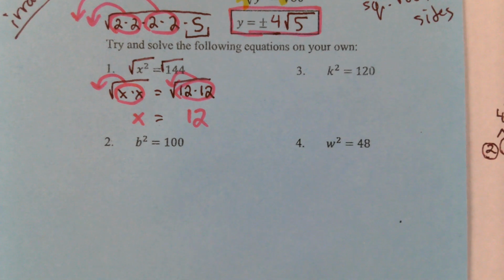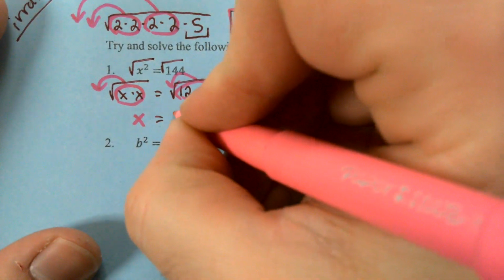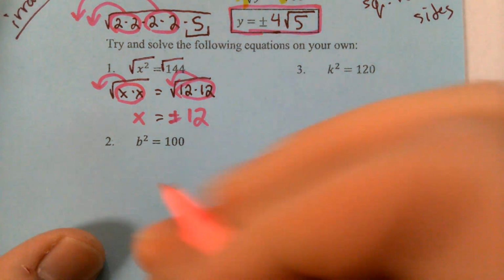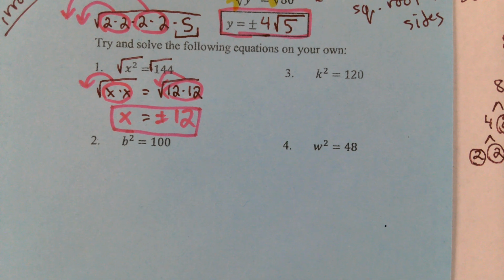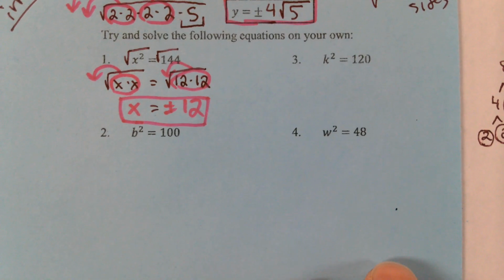Now, is my answer just going to be 12? Yes. No, it's going to be plus or minus 12. We have to include the possibility that we have a negative 12 times a negative 12.